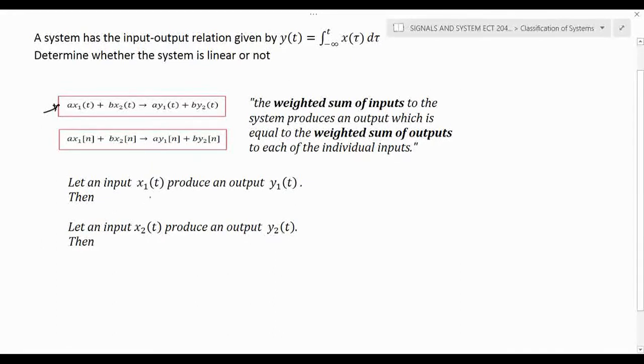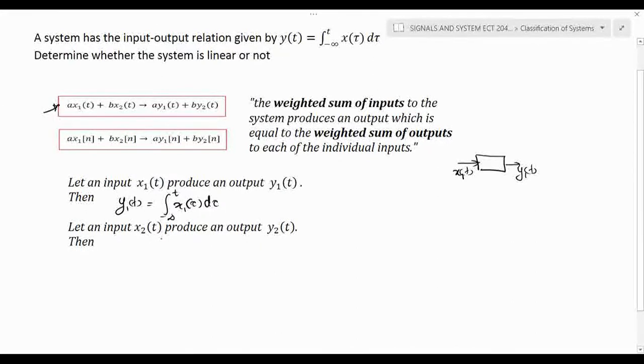Let's assume that for the input signal x1 of t, the system produces an output y1 of t. And this is the system. If the input is x1 of t, the system produces an output y1 of t, and I can write this y1 of t is equal to integral minus infinity to t x1 of tau d tau. So this is y1 of t.